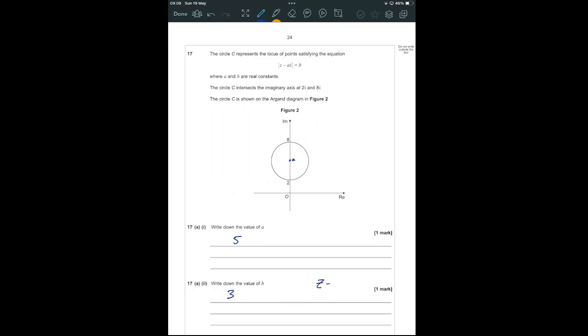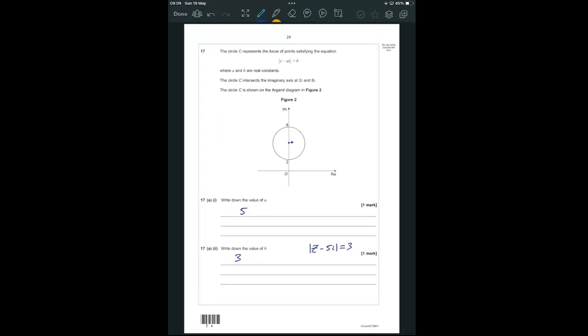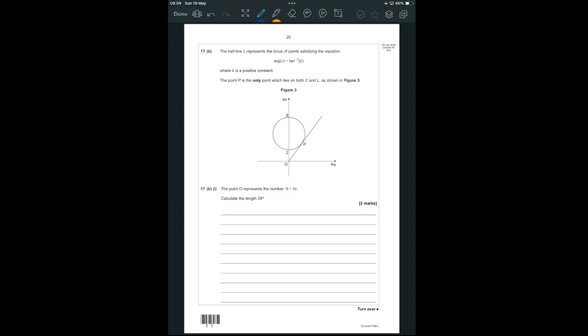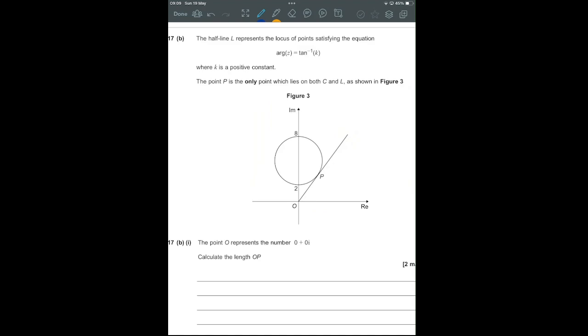So I'm just going to do a little check that |z - 5i| = 3 would indeed give me that circle. Yes, it does. When I put 8i in, it works. When I put 2i in, it gives me the opposite side. Happy days. The half line, L, is represented by the argument being tan inverse of K. Now, the nice thing about that is this angle here, therefore, is K. Let's do a quick check. That's the opposite, that's y over x. Tan of that is y over x here.